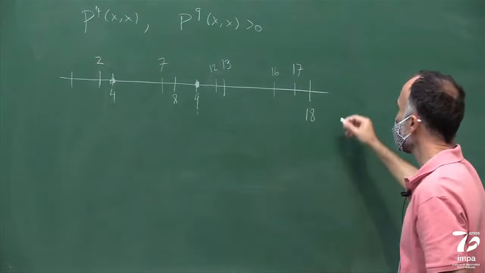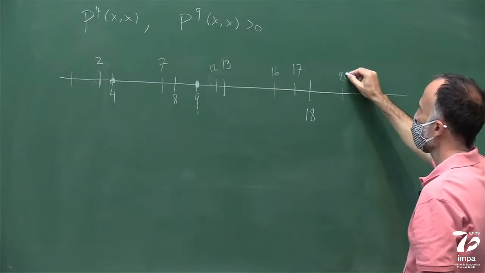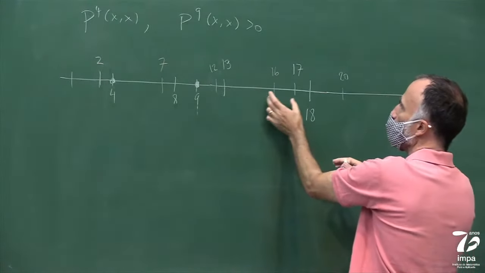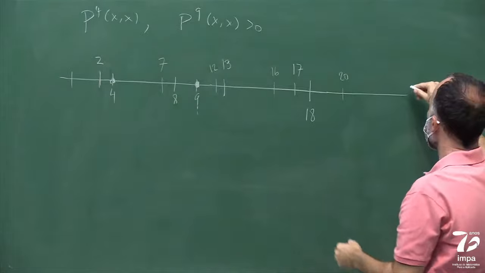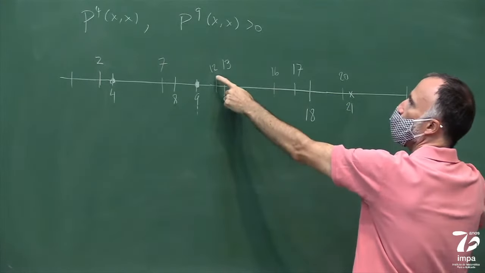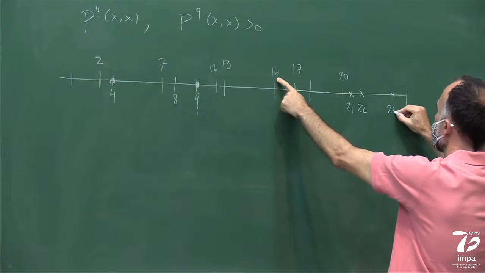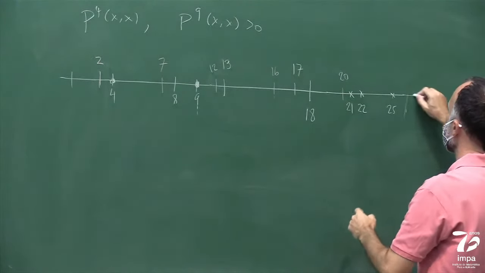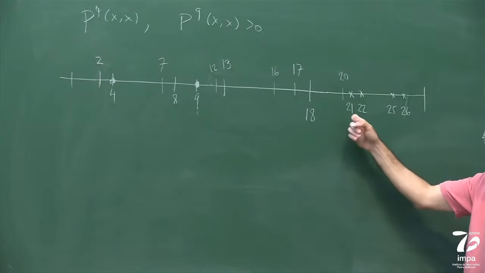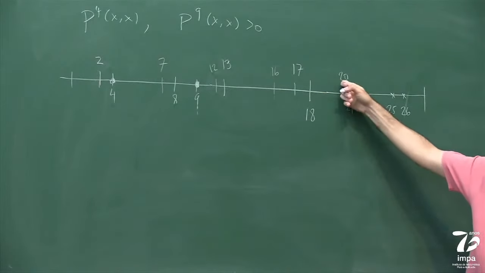Now I go to the third interval, because at 16, if I add 4, I'm at 20. Okay? But now I can add 9 to all these points, and get that 12 plus 9, it's 21. 13 plus 9, it's 22. 16 plus 9, it's 25. And 17 plus 9, it's 26. So I can jump from x to x in 21, 22, 25, and 26 steps, but also in 20 steps.